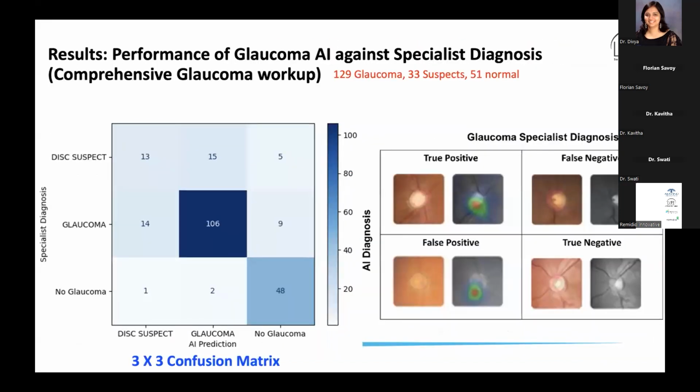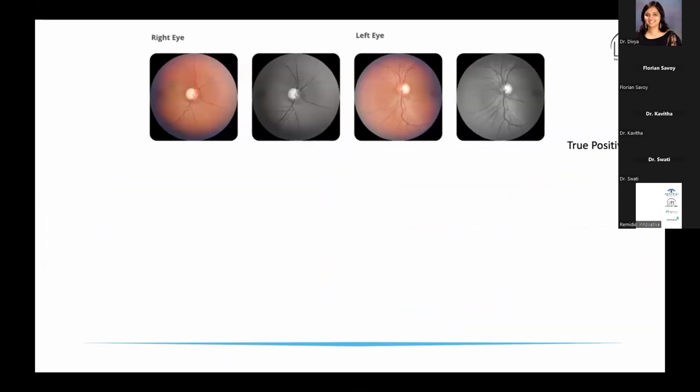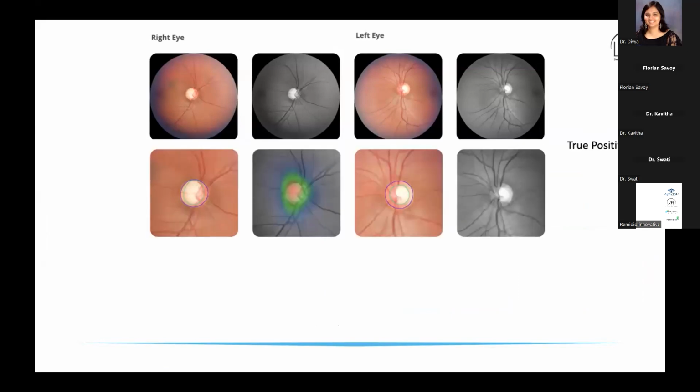This is the confusion matrix showing the same thing. So the significant number of glaucomas and normals was picked up almost uniformly, and there was a small confusion in the area of the glaucoma suspects where the machine was possibly calling it as referable glaucoma or possibly was missing the glaucomas in those situations. An example of a true positive: these are the fundus photographs, and when the AI is applied, you can actually see the heat maps. You can also see the changes that are noted.